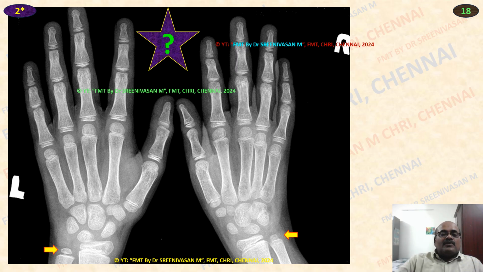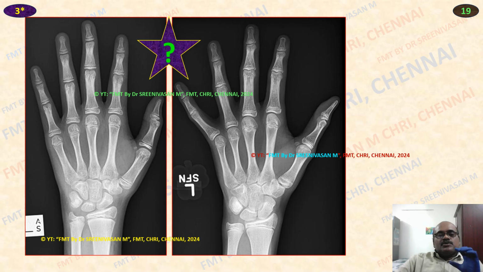So lower end of ulna has appeared. What is this bone? This is the triquetral only seen, pisiform not seen there. So in this X-ray, all the carpal bones are present, right, including pisiform. This is the pisiform shadow overlapping the triquetral shadow, a circular hyperdense shadow. So it has appeared. Age is above 10 years.